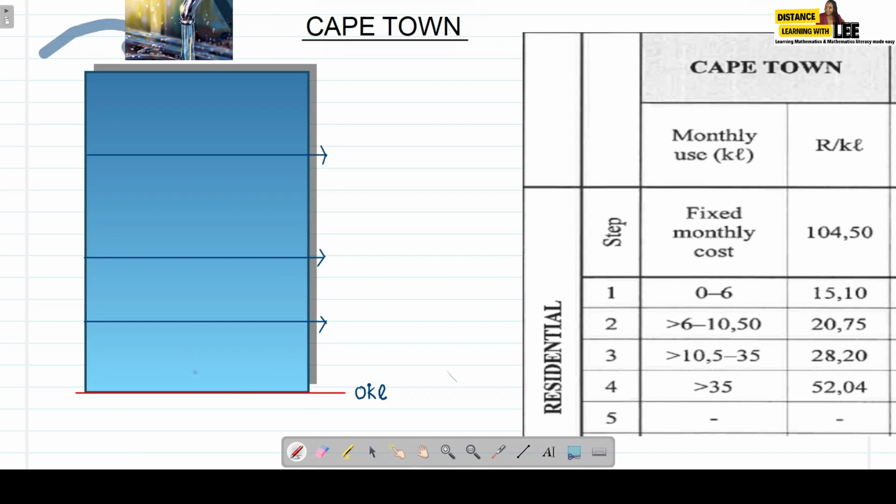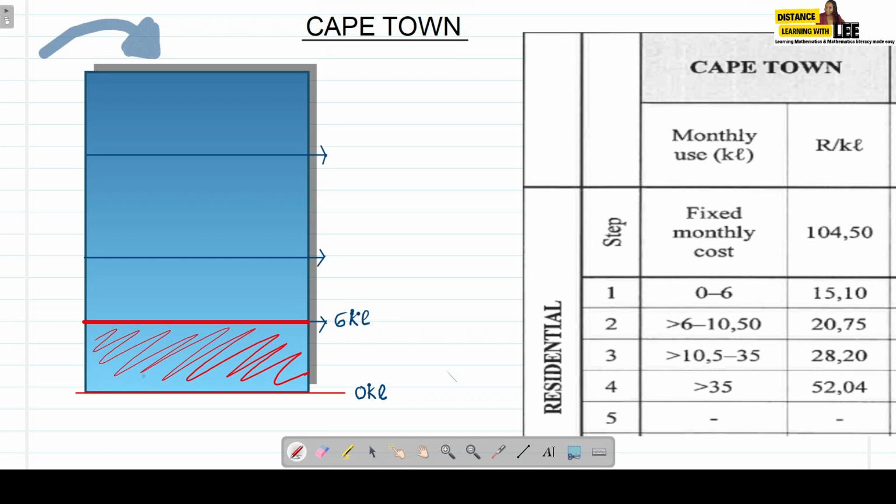And then we pour this water until it reaches this point here, this 6 kiloliter point, right? So how much water did we actually use in this region? How much water did we actually use? We used 6 kiloliters of water, right? Because we had no water, then we added water until it reached the 6 kiloliter mark. That means that we used 6 kiloliters of water.